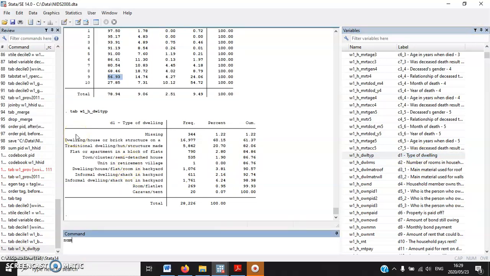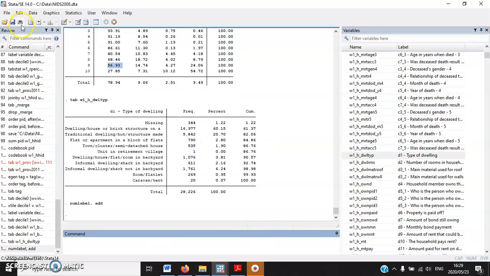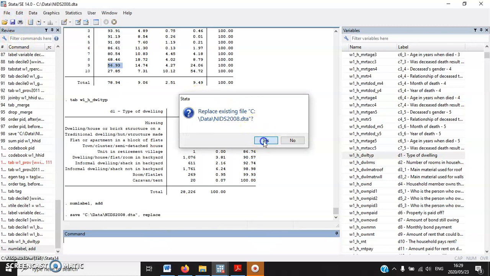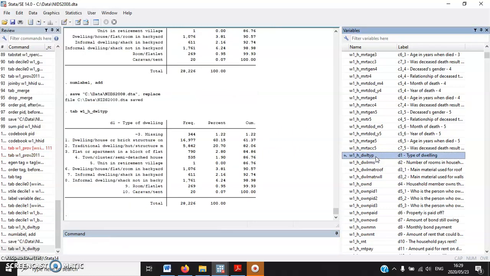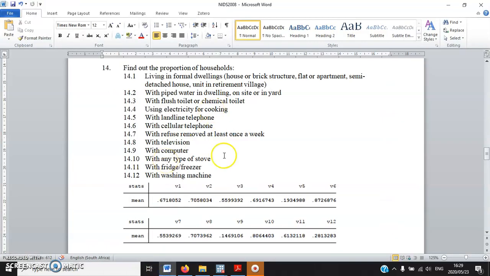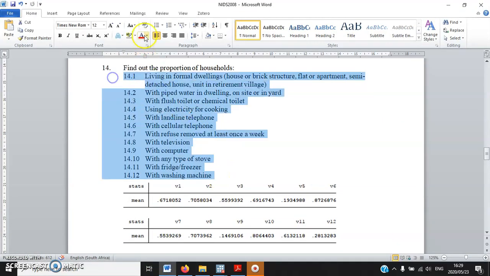So I think we need to run this command we learned before: numlabel, comma, add. It will take a bit of time. Let's save the file now, just as a precautionary measure. Okay, so let's type the dwelling variable. According to this question, let's take one at a time. This one.